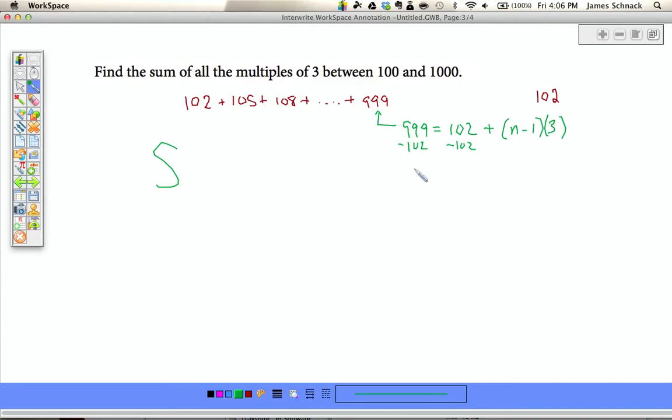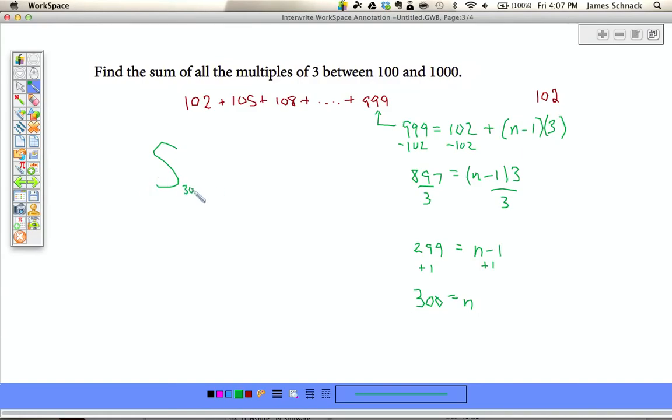We get 897 equals n minus 1 times 3. I would divide by 3 here and then add my 1. 897 divided by 3, that's going to be 299. We add the 1, n is 300. So that means that there are 300 multiples of 3 in between 100 and 1,000.